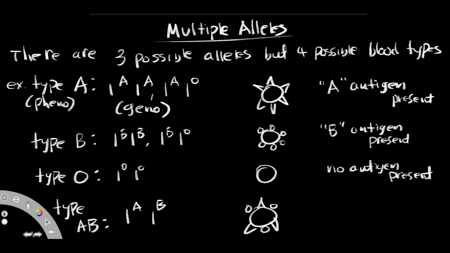So how about for AB? Obviously you have both the A and the B antigen. So A and B antigens are present.